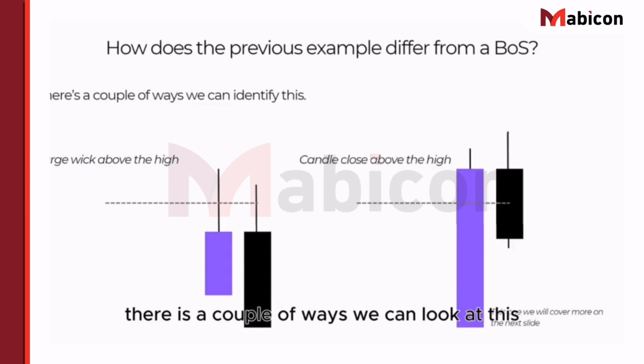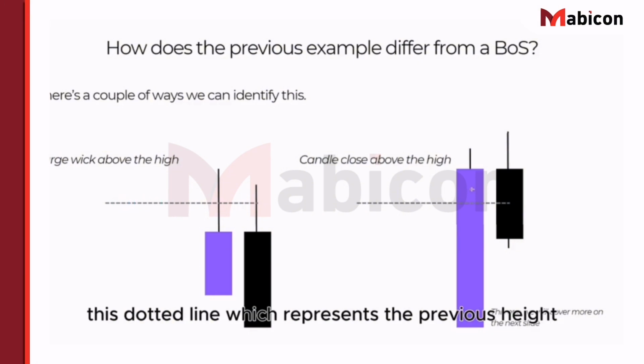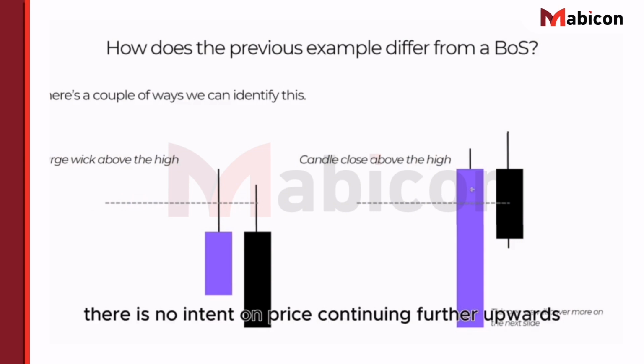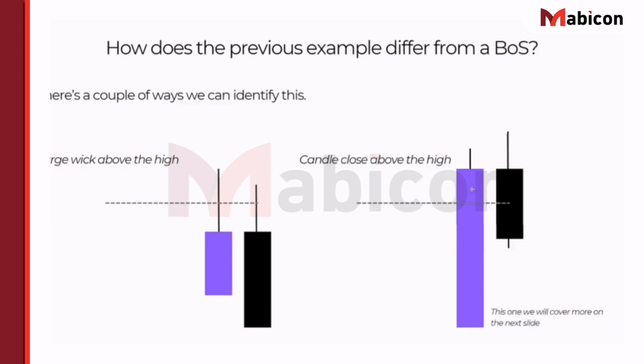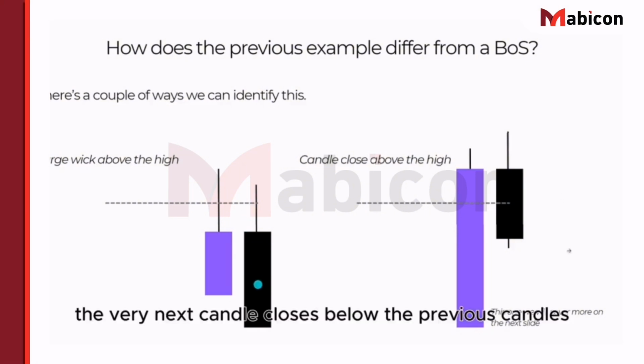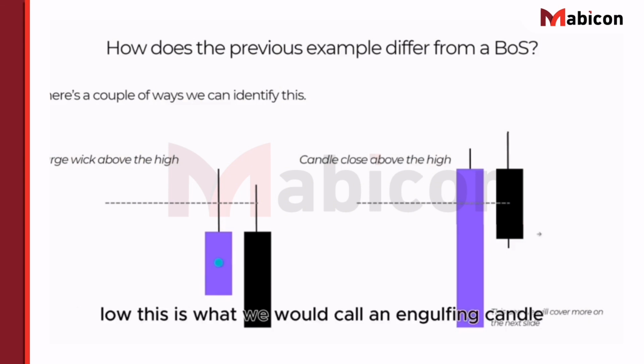There are a couple of ways we can look at this, and this will involve looking at how the candles are behaving as this high is being taken. In the first example, we can see we've got a couple of wicks that have gone past this dotted line, which represents the previous high. As the candles have not closed above this high, this shows there is no intent on price continuing further upwards. These wicks show that price does not want to stay above that high for a prolonged period of time. And in turn, we can see the very next candle closes below the previous candle's low. This is what we would call an engulfing candle.